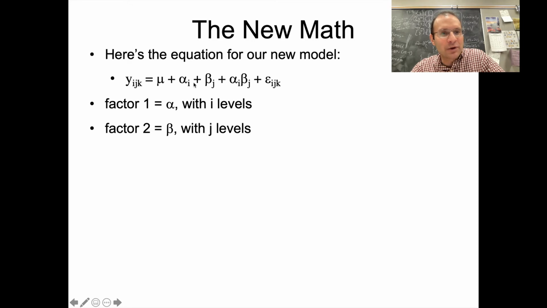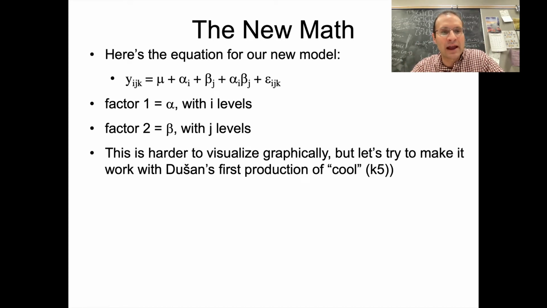Okay, so factor 1 is alpha. It has up to i levels, and then beta has j levels, so that number can differ as well. And then there's the interaction between them, and you get all the different combinations of their levels when you're considering that interaction.